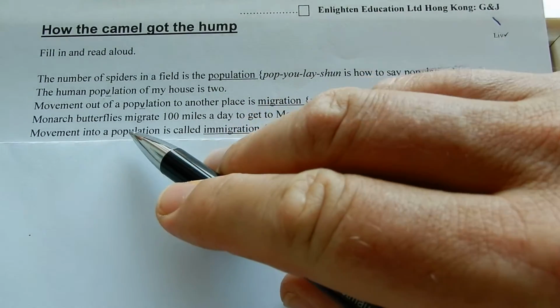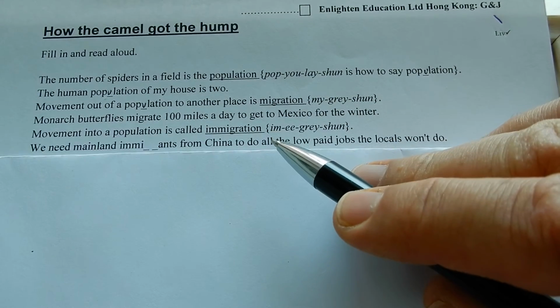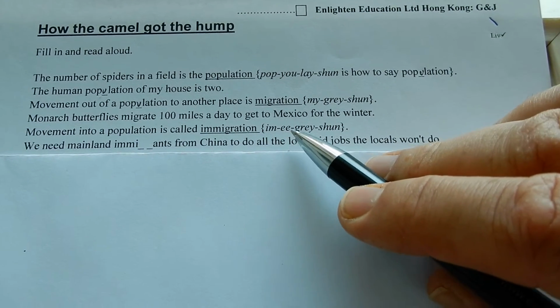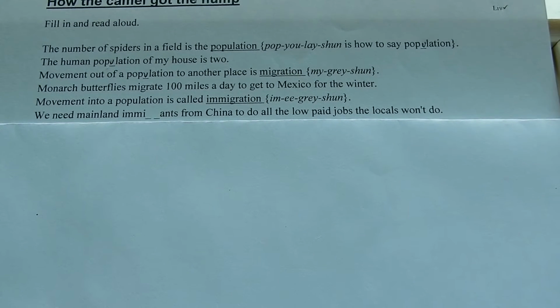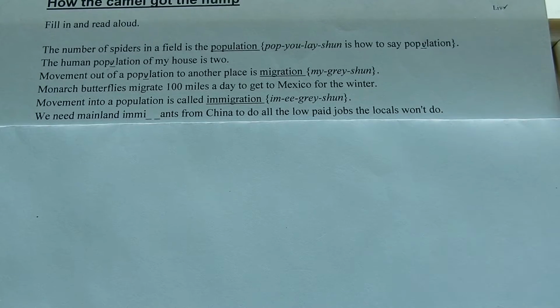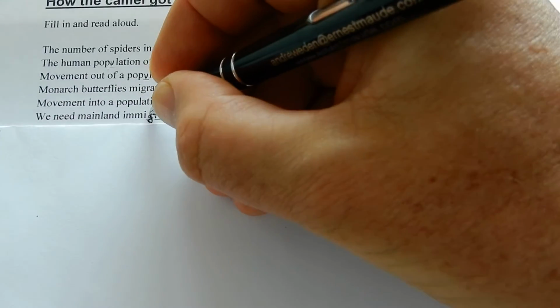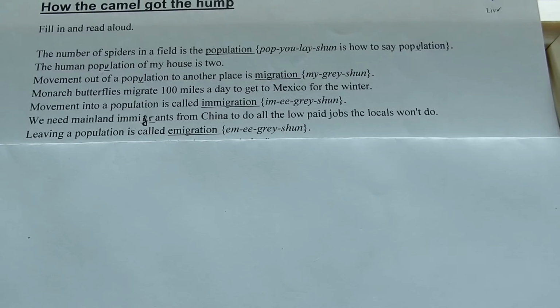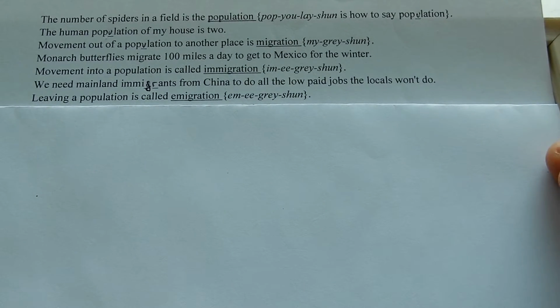Movement into a population is called immigration. Yes, I was an immigrant. We need mainland immigrants from China to do all the low-paid jobs the locals won't do. Yes, that often happens with immigration.